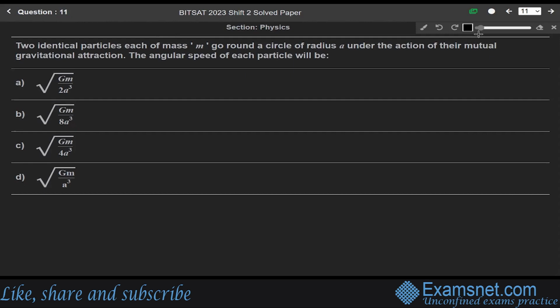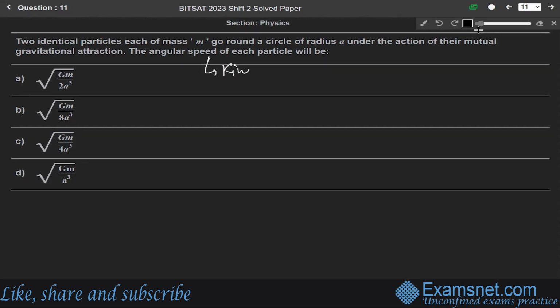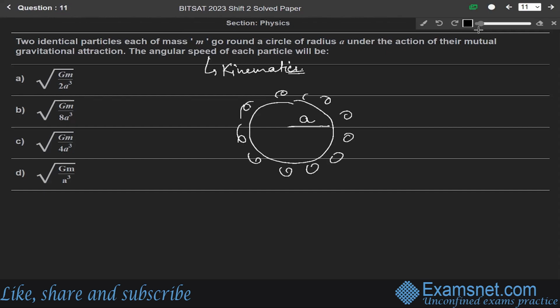Now next question is 11. Two identical particles, each of mass m, go round a circle of radius a under the action of their mutual gravitational attraction. The angular speed of each particle will be. This question is from the chapter of kinematics. According to the question, this is a circle and its radius is given as r equals a. There are two particles moving around the circle, and we have to find the angular speed of each particle.